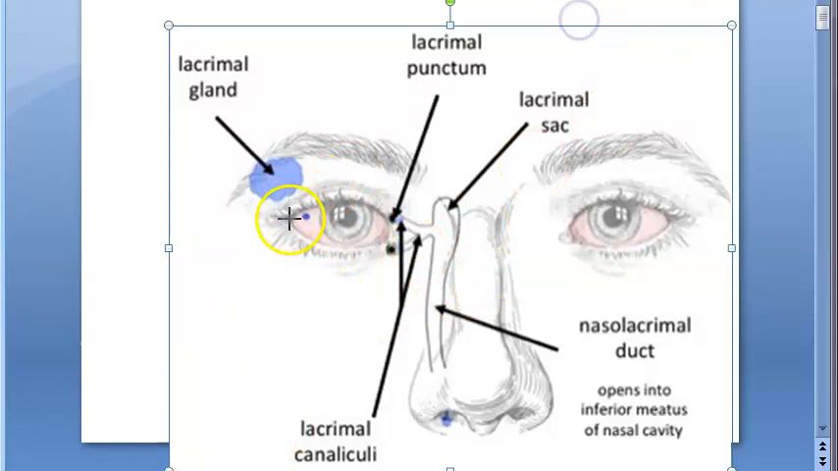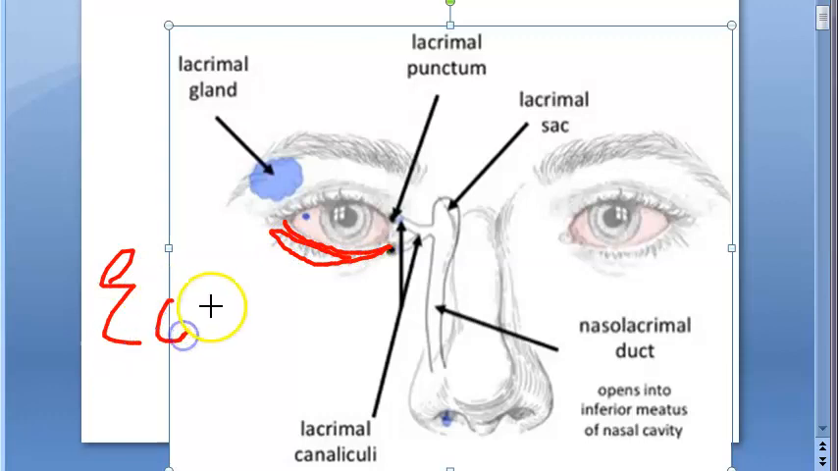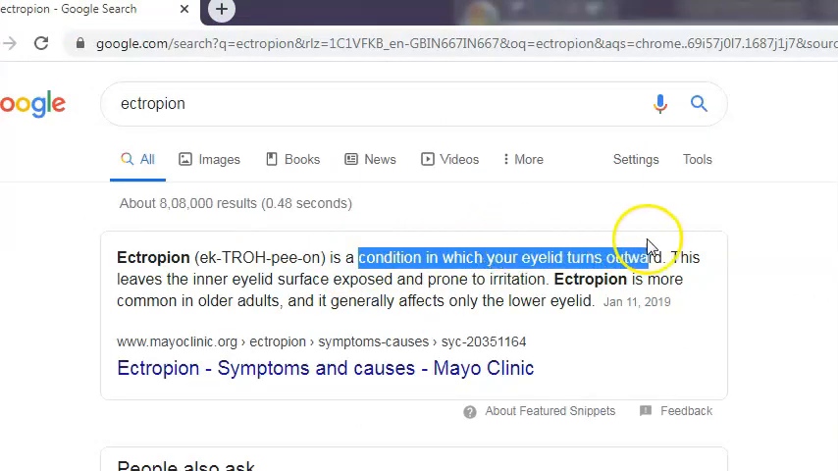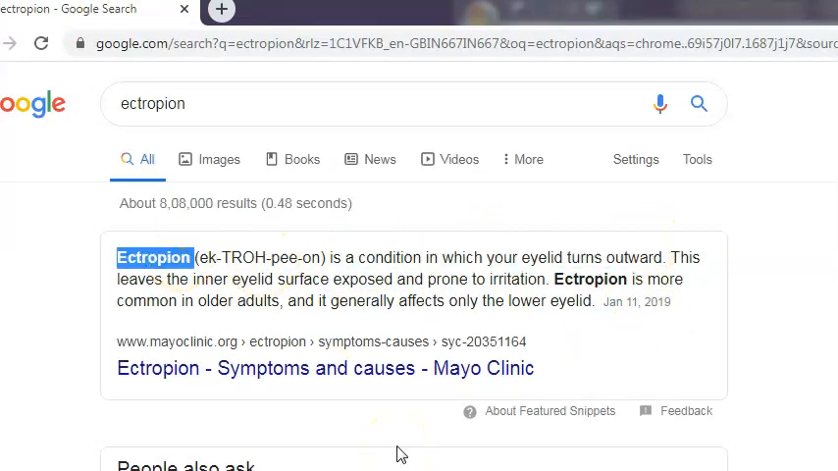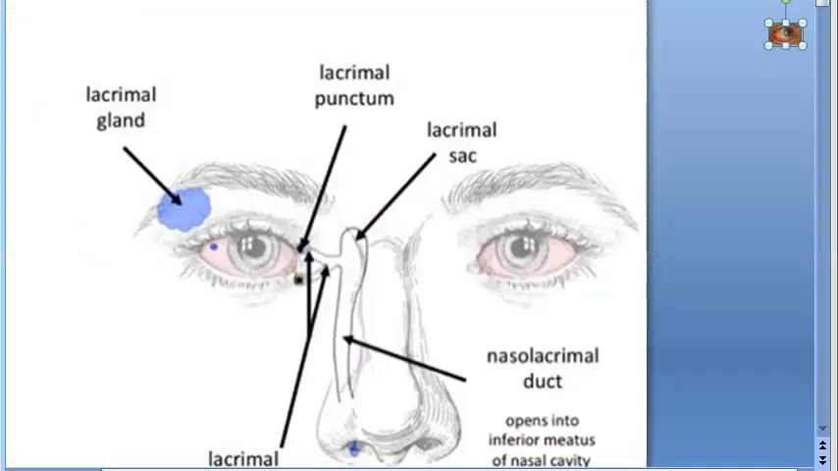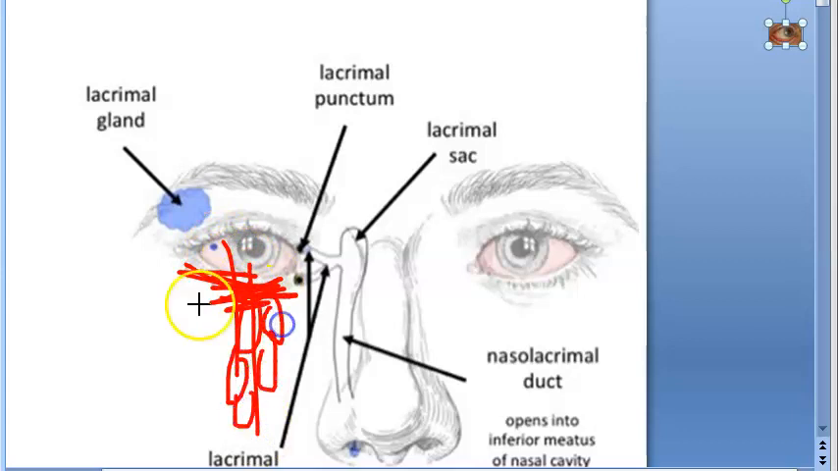Then ectropion of the lower lid. Something will happen to the lower lid. What do you mean by ectropion? Ectropion means the eyelids turn outwards. So the eyelid is turning outward. Then there will be maceration and eczema of the lower lid skin due to prolonged watering. Always watering, so the skin also got spoiled.